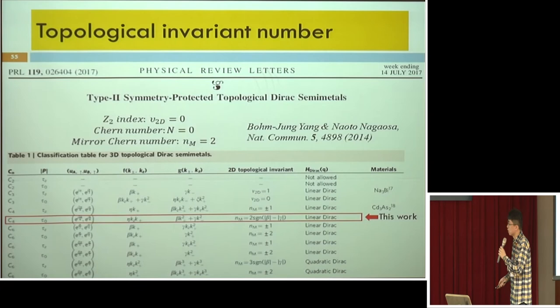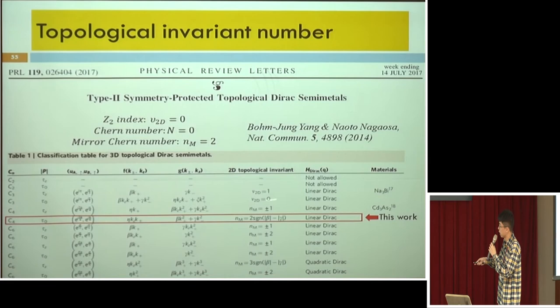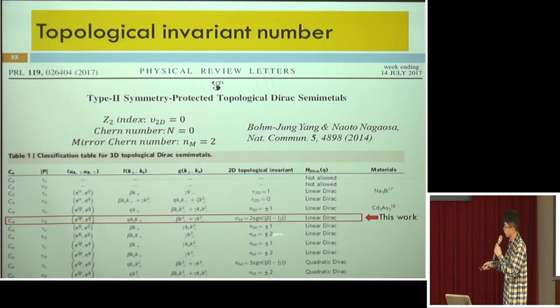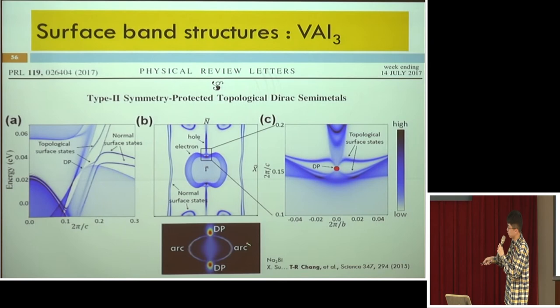And we also check the topological invariant number. According to this classification table, we found our system is distinct from Cd3As2 and Na3Bi. In these two systems, their topological invariant numbers are 2D Z2 equal to 1, or the Chern number equal to 1. In our case, it's a Chern number equal to 2. So the Fermi arcs are two pairs. This is Na3Bi, with one pair of Fermi arcs, but in our case, it's two pairs, consistent with the topological invariant number.